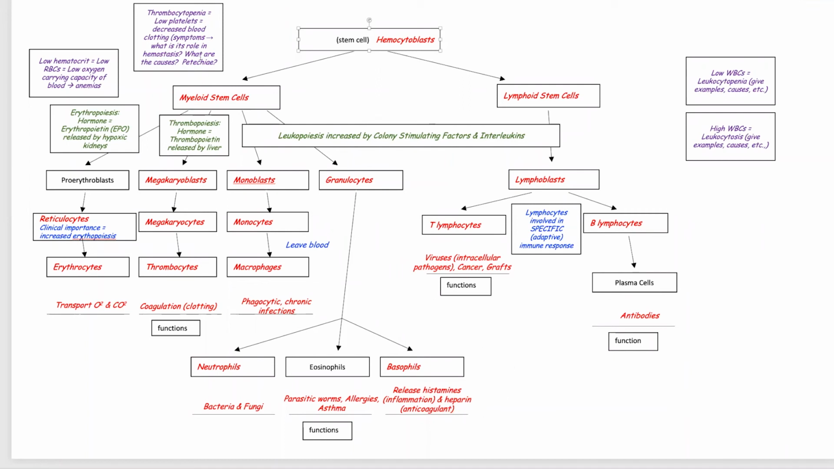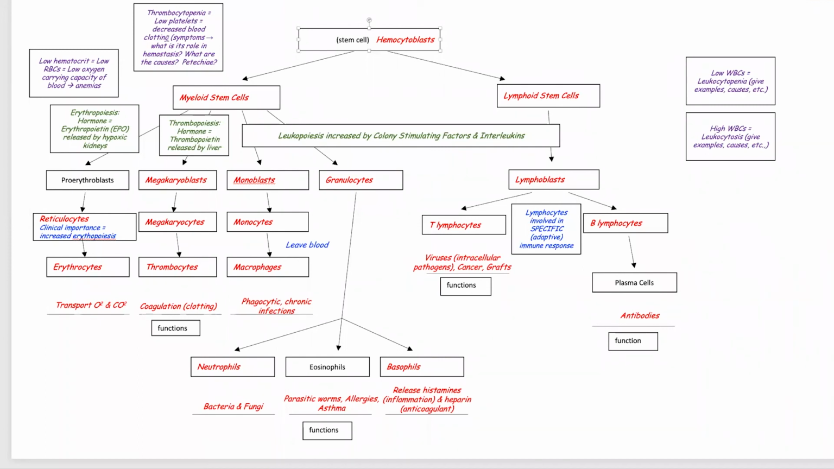So now I have all of this information that I have included. Let's look at this. With the thrombocytes or platelets, I've included an additional box that gives me the term of platelet production, and that is thrombopoiesis. The hormone for thrombopoiesis is thrombopoietin, released by the liver.